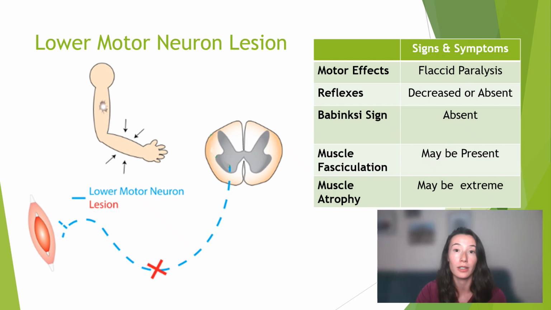So regardless of how severe that lesion is, your reflex will not be normal if you have a lower motor neuron lesion. Going off that topic, the Babinski sign, it's a reflex and an abnormal one at that. I just told you there really aren't reflexes that occur following a lower motor neuron lesion. So that's why it's absent.